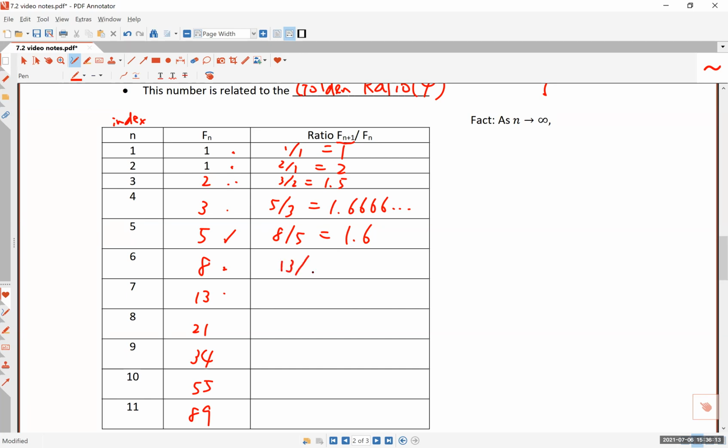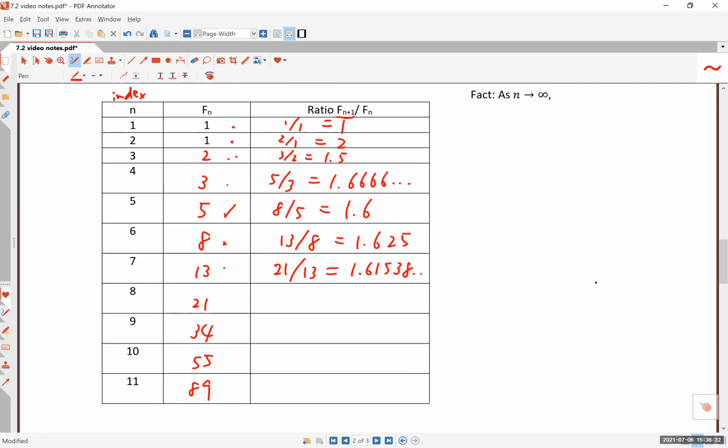Next one, 13 divided by 8. You can do this on your calculator. It's 1.625. Next one, 21 divided by 13 is 1.61538, and so on. Right? So what is going on here? And I will go ahead and finish this. And let's see, 34 divided by 21 is 1.6190.